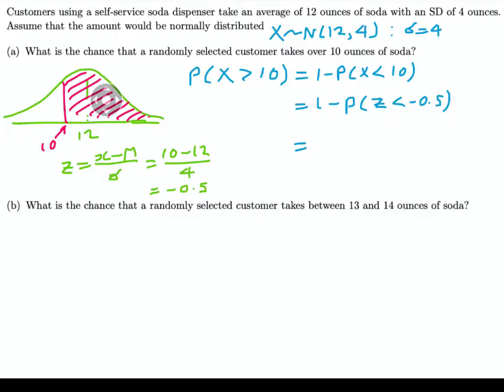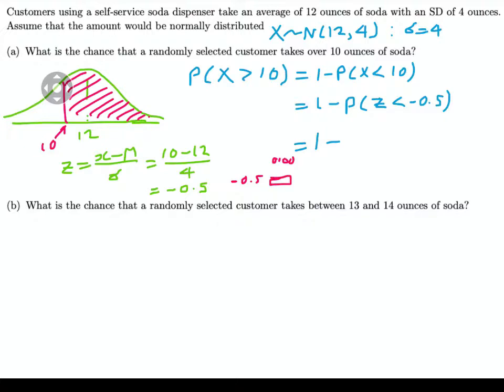Now what is the next? Next, 1 minus, we need to use the table to check this. How do we check? Okay, Z less than negative 0.5. Therefore, go to the Z table. Then you see here negative 0.5 and go to the top and 0.00. So then find the number here.